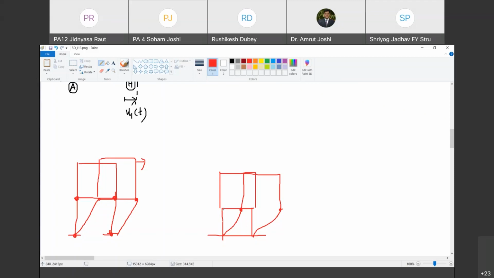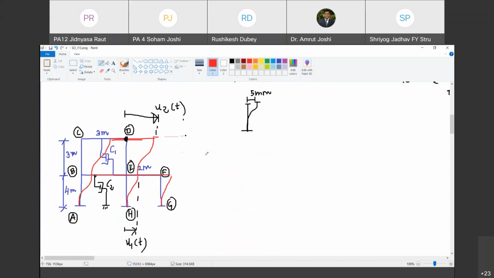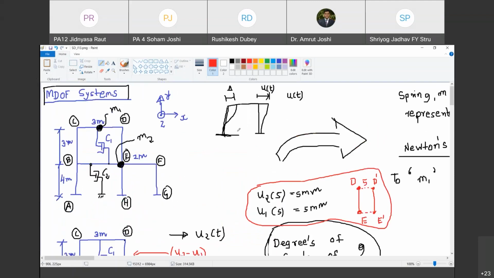Are you with me? Yes, sir. This story is called a soft story because it is flexible in comparison with the upper story. We will discuss this second example a little later, but I hope now I have answered your question.